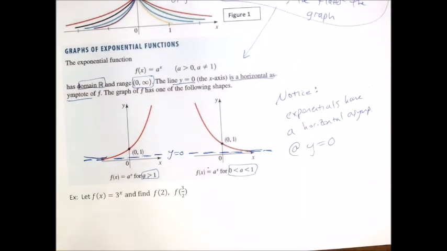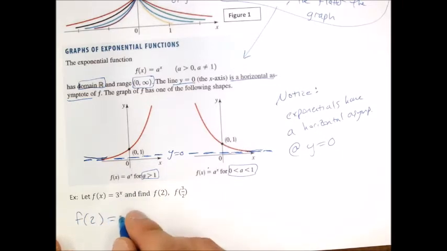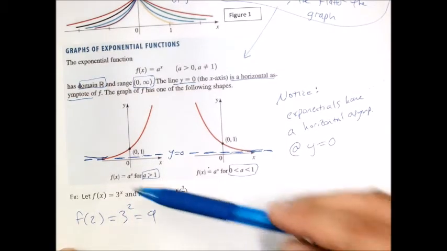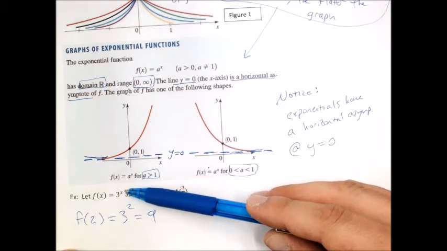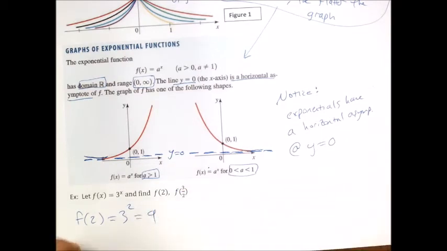All right, so here's kind of the more straightforward problems we might have. If this is our function, f of x equals 3 to the x, let's find f of 2 and f of 3 halves, right? So this notation, f of 2, just means plug a 2 into the x, right? And so this becomes 3 squared, which is 9. So if our function is 3 to the x, then f of 2 is 9.